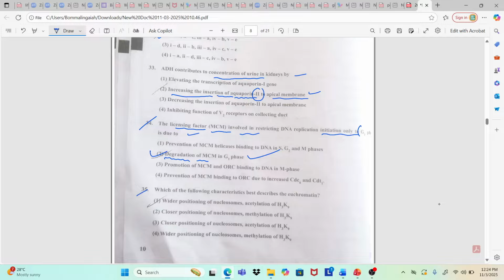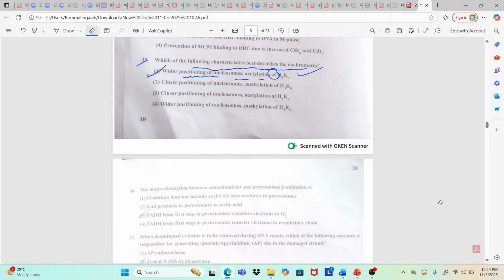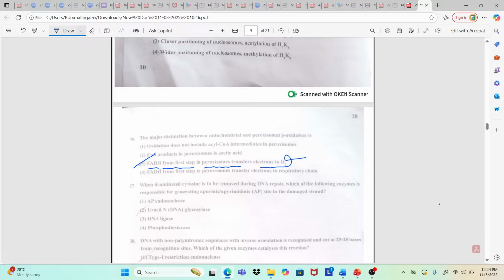Next, question number 35. Which of the following characteristics best describes the chromatin? Here, wider positioning of nucleosomes, acetylation of H3K9 is the correct answer. Okay, next we move on to another question, question number 36. For this question, the correct option is that FAD from the first step in peroxisomes transfers electrons to oxygen. This is the correct answer.